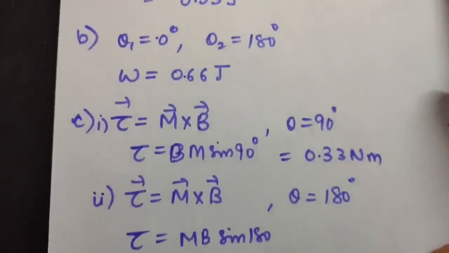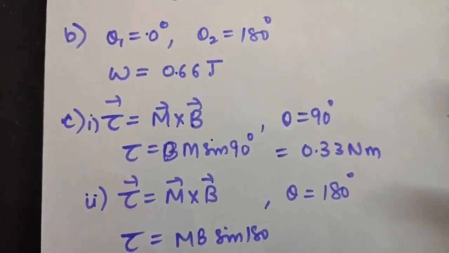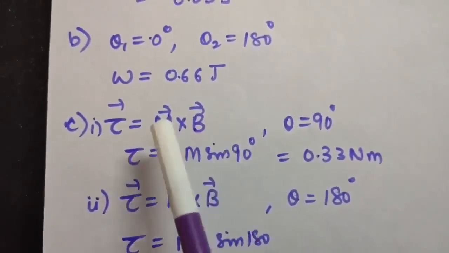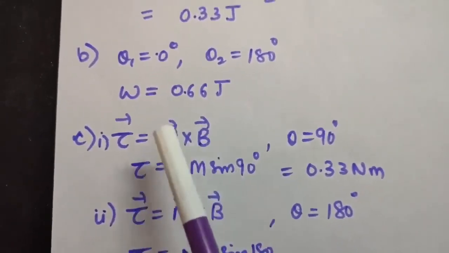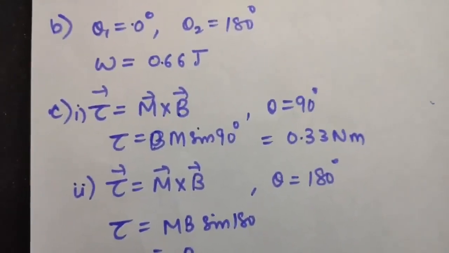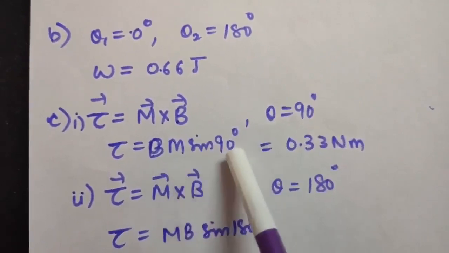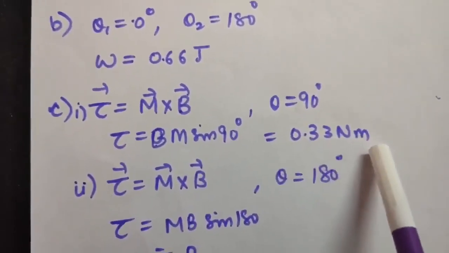So the third part of the question says, what is the torque on the magnet in the above two cases? As you know, the formula of torque is m cross B. So it is mB sine theta, and theta is the angle between m and B. As in the first part, we have aligned the magnetic moment perpendicular to the field direction. So theta will be 90 degree. So just put theta equal to 90 degree and solve it. You will get 0.33 Newton meter.